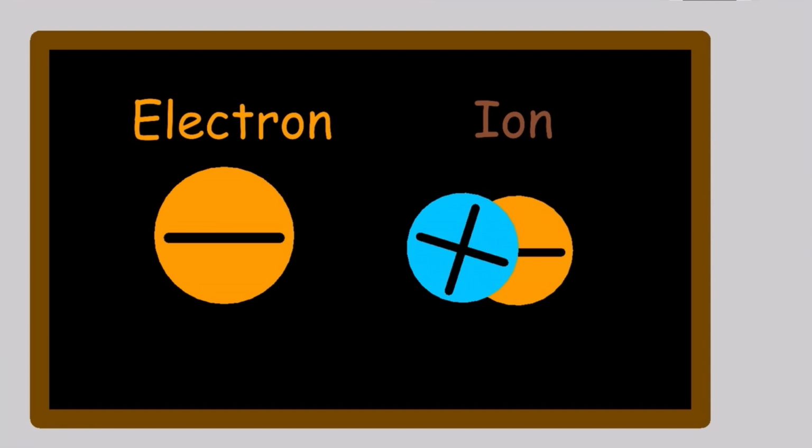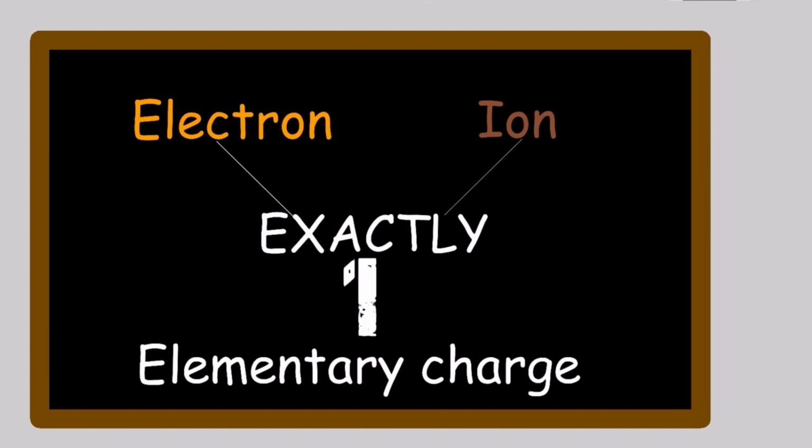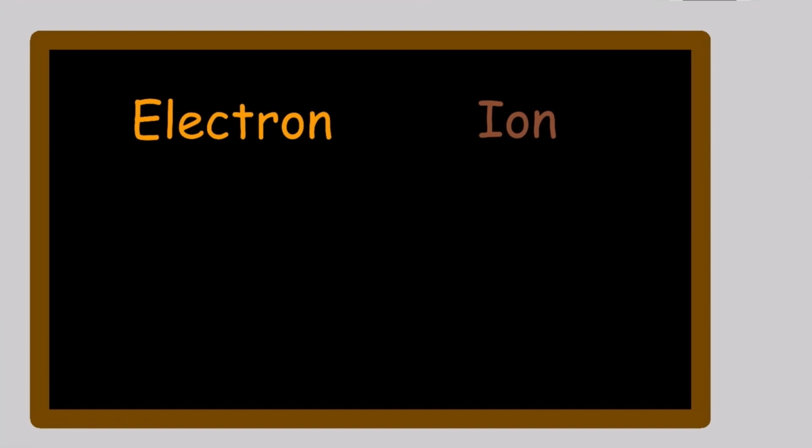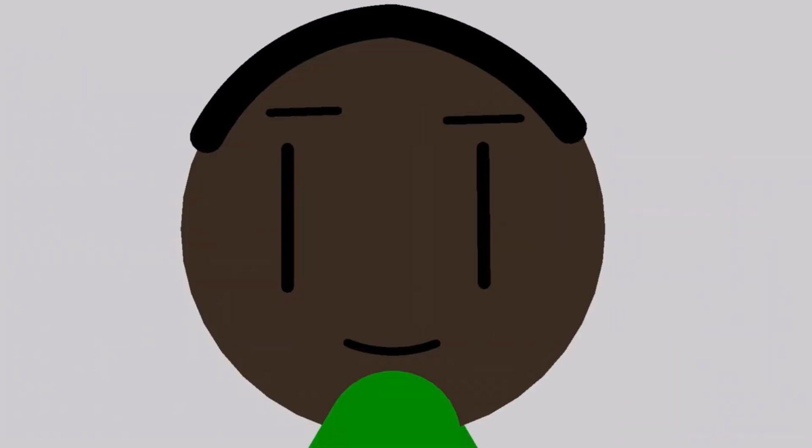An electron or ion carries exactly one elementary charge, and any charged particle carries a whole number of electrons or ions, which is what gives it its charge. So you can't say that there are 2.5 electrons or ions inside a charged particle because you can only have a whole number of electrons or ions inside a charged particle.